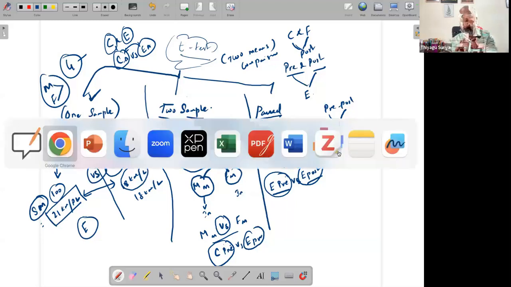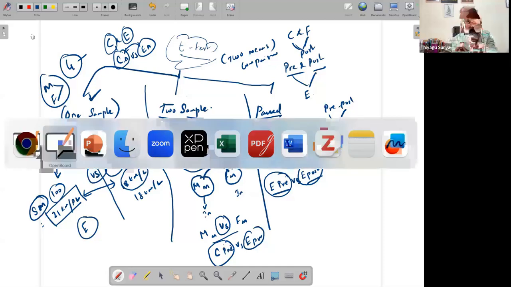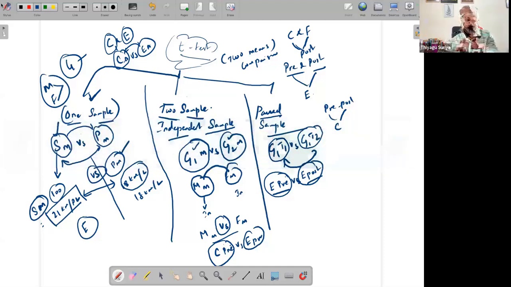Yes. Now can we go with the JASP now? So I request all to go with the JASP. Yes, sir. So go with the JASP software. So how to open JASP?